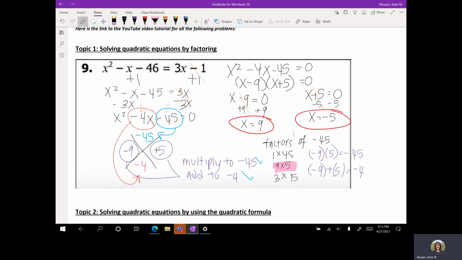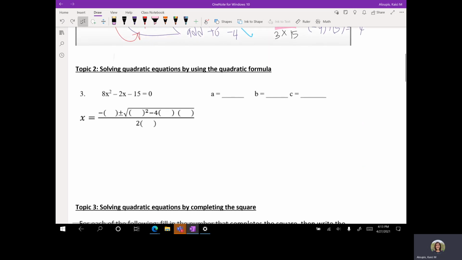If you were to plug either 9 or negative 5 back into the original equation here, you will see that they're equal. Or if you put 9 back into this equation or this equation, it'll be equal to 0. Same thing with negative 5. That's one way you can check your answer, and that's how we solve quadratic equations by factoring.